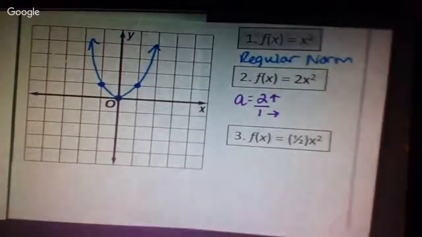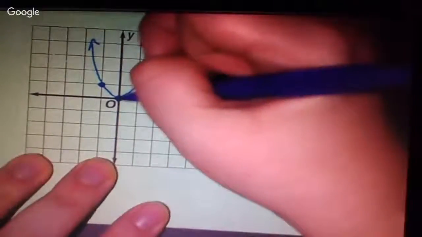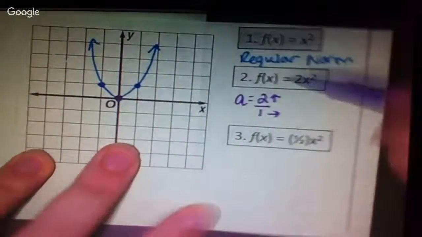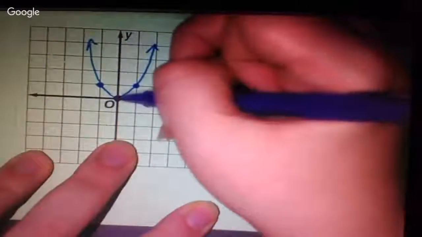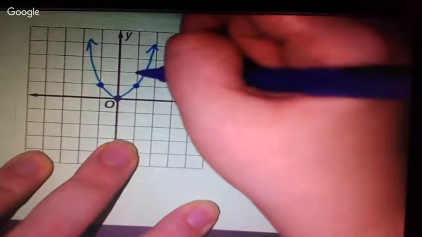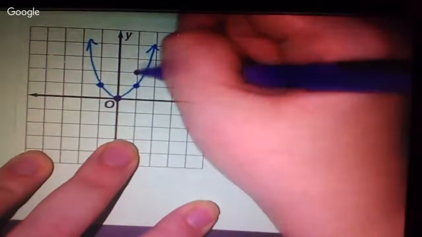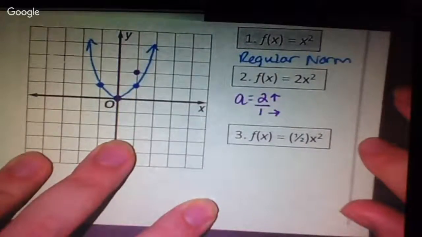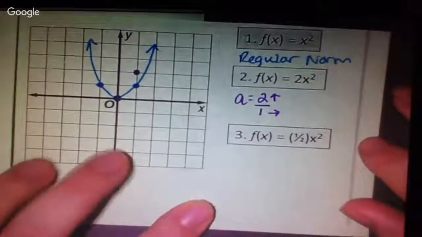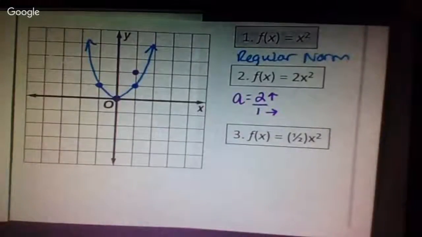So watch what happens. I still have a vertex at the origin. It didn't move. We didn't move left and right. But now instead of my first point going up 1 to the right 1, it's going to go up by 2 and to the right by 1. So why didn't the point move? Because there's nothing that's subtracted with your x, and there's nothing that's added or subtracted with your y.